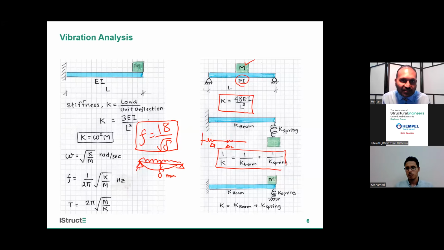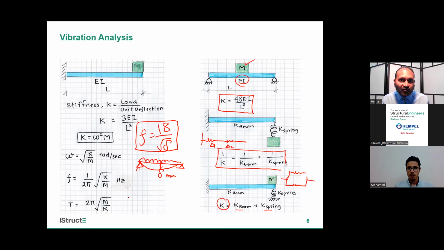One more twist which can happen: I can have a spring at the end and the mass kept on top. So now here we call them springs in parallel, and we get the equivalent spring stiffness by adding the two stiffnesses together. So they always ask one question on calculating frequency or time period.